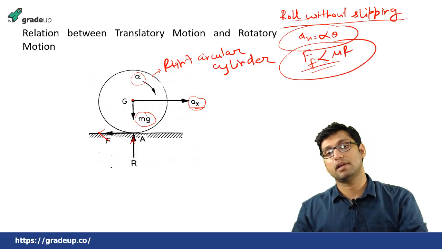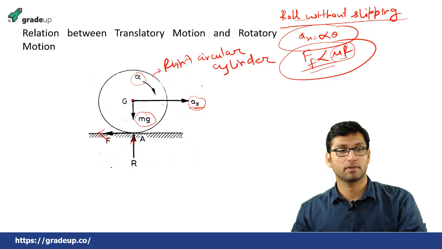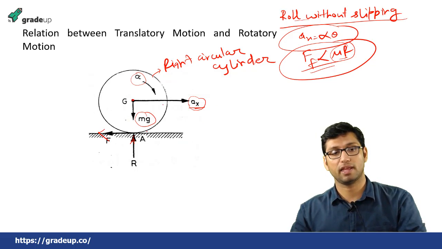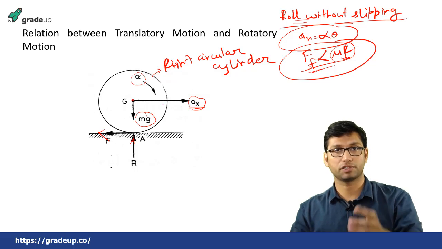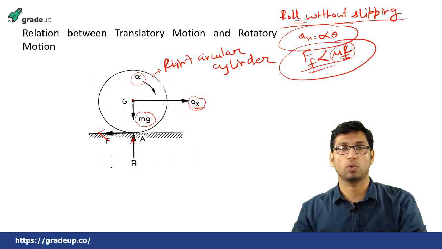Okay, so this is the condition where F equals mu into R, where R is the normal reaction and mu is the coefficient of friction between this body and this horizontal surface. So when the body is rolling without slipping, in that case the friction force will be less than the maximum value, mu, the coefficient of static friction, which is equal to mu into R.